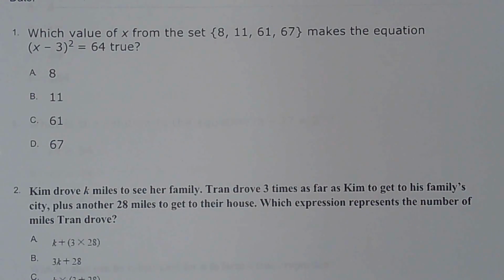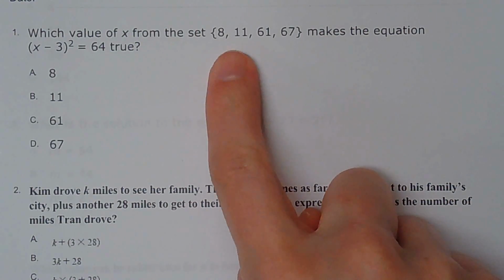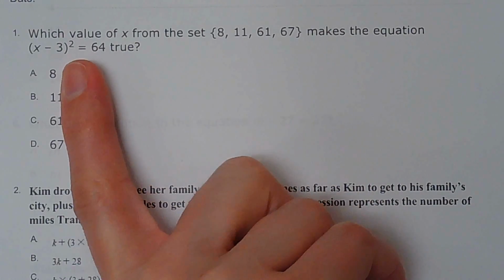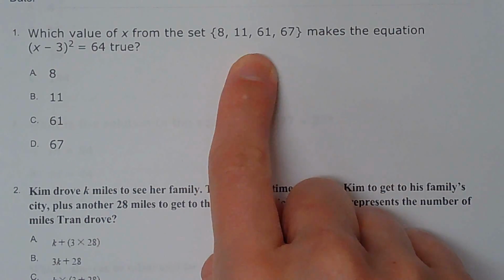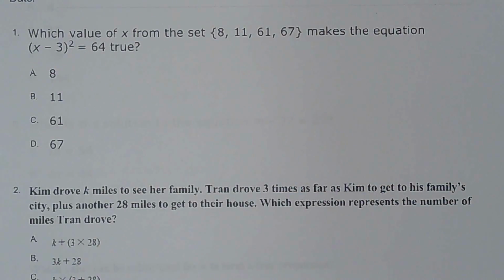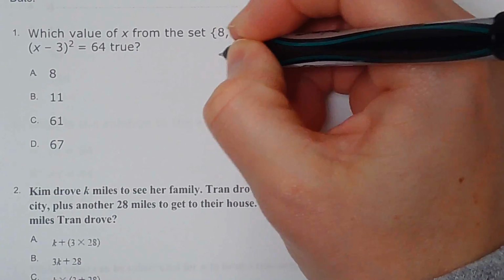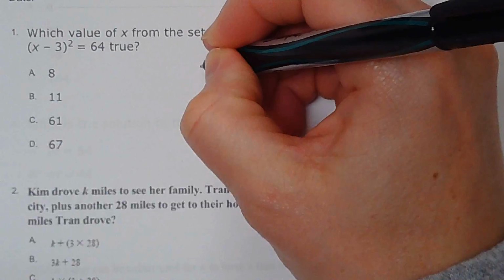Which value of x from the set, this right here, makes the equation true? Okay, so in other words, they're giving you possible answers and we have to plug them in to see which one's actually going to make it true. So this is like a substitution problem. We have to substitute every single one of these in until we get one that actually works. All right, so we're going to start with 8. It doesn't really matter which one you start with.